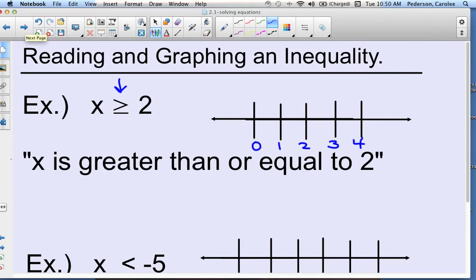What we have is the number 2. And since it can also be equal to 2, we're going to put a closed circle. And it has to be greater than. So numbers that are greater are going to the right. So we would make our arrow to the right. If you were to choose a bracket, then it would look like this. A bracket going off to the right. And again, how you say this is x is greater than or equal to 2.